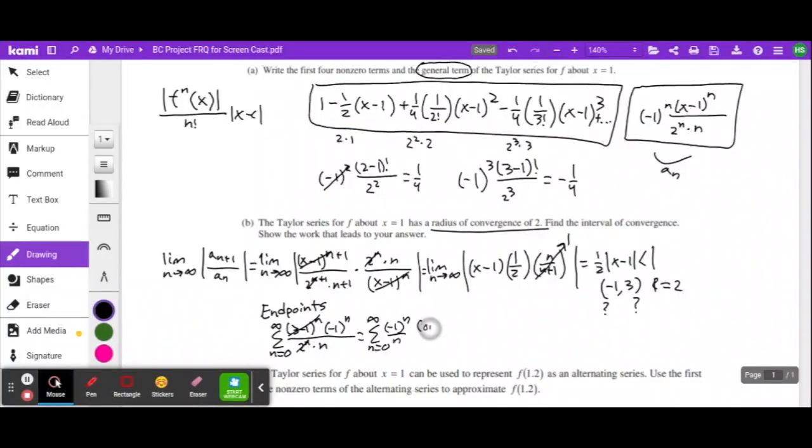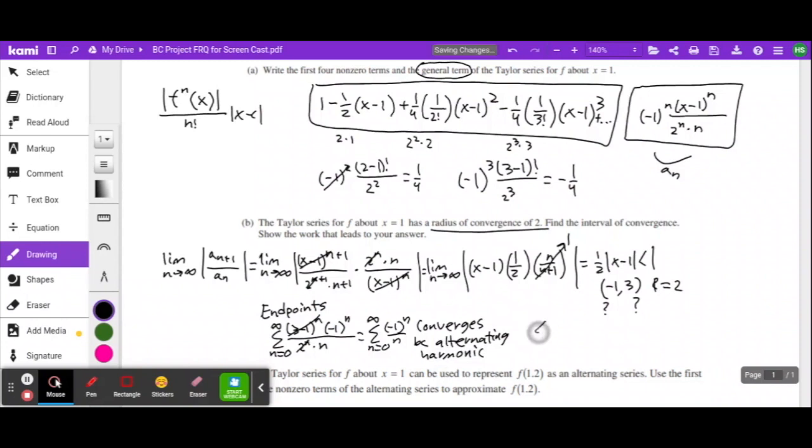Are you serious? Conditionally, but it doesn't matter here. Converges because alternating harmonic. Let them know why.